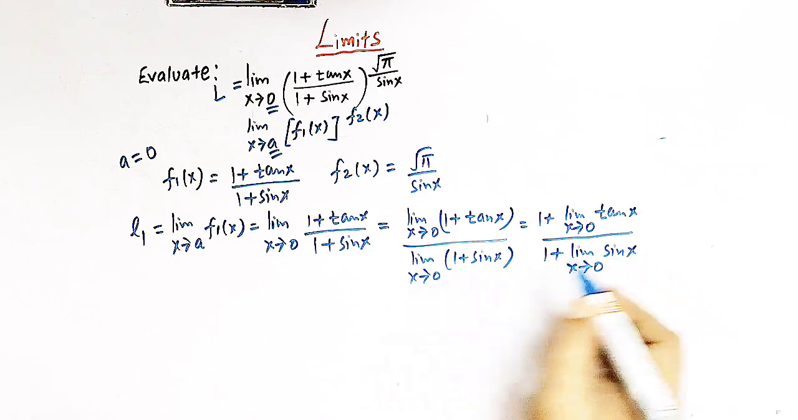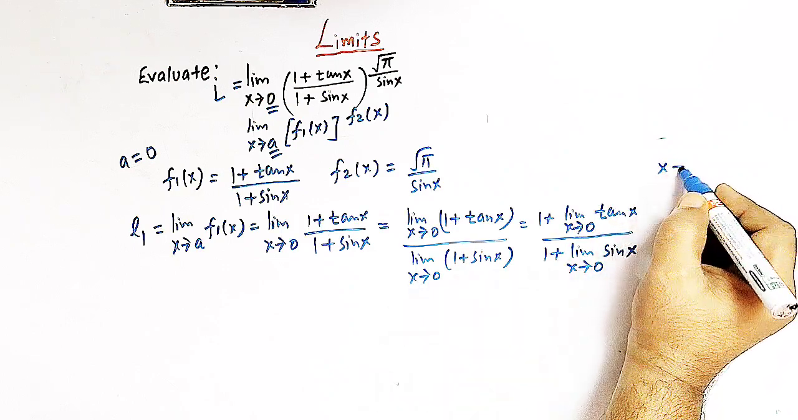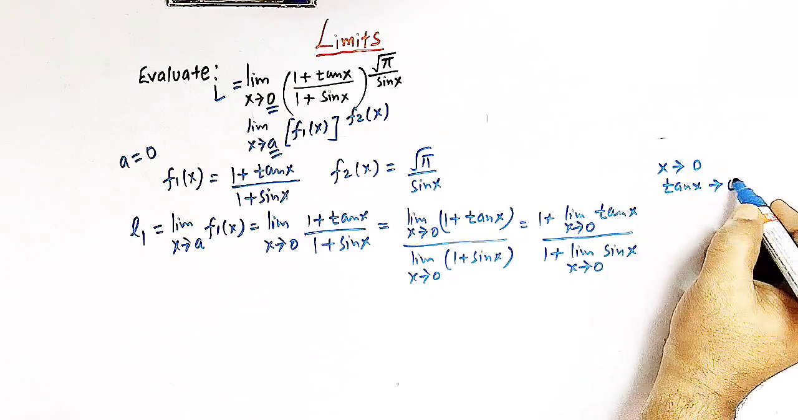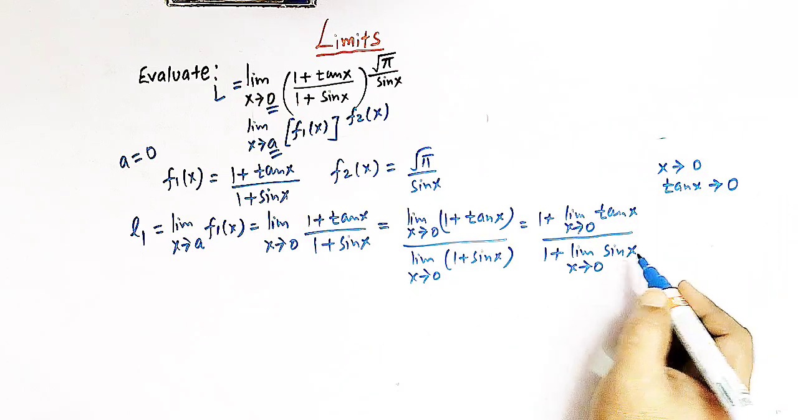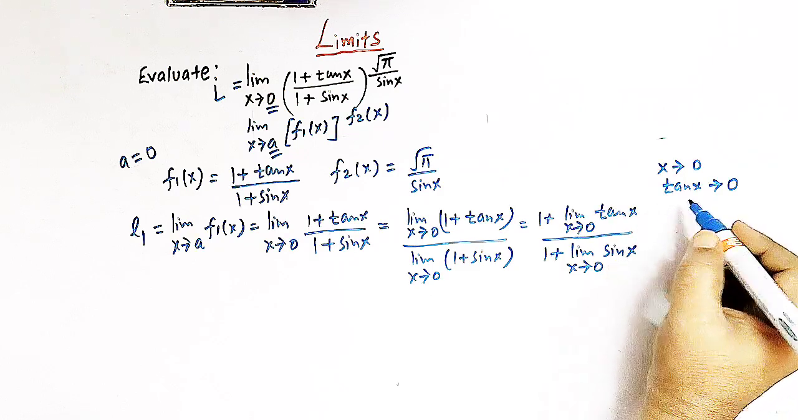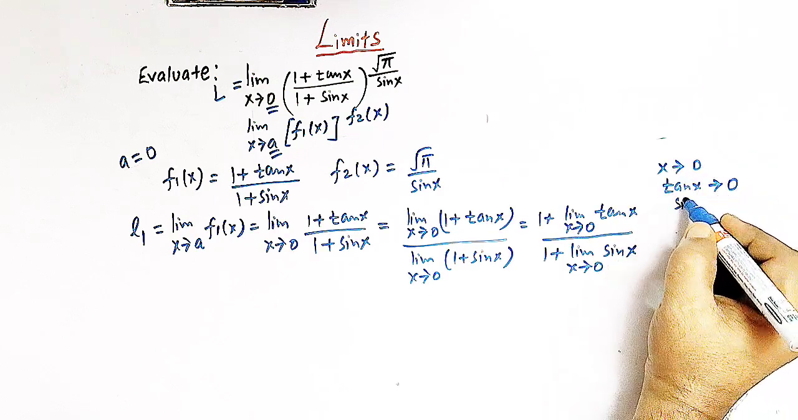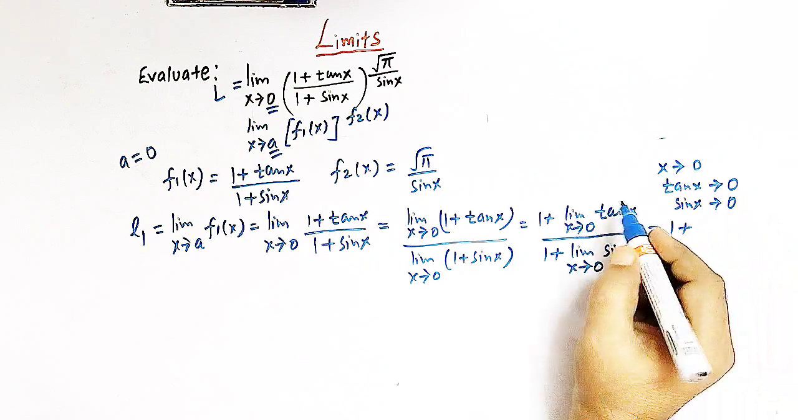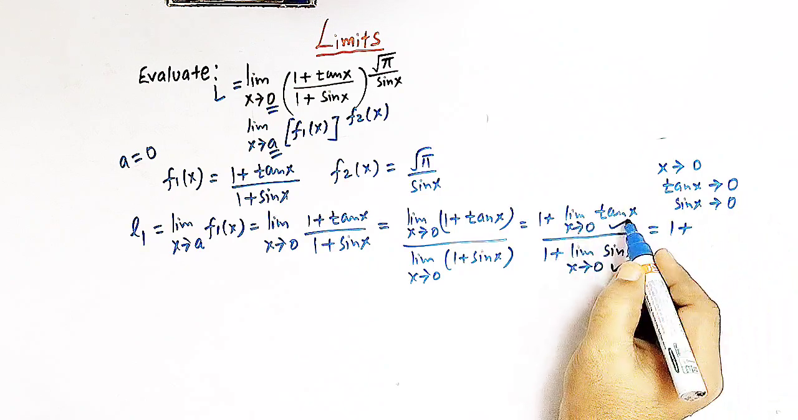Now see, when x tends to 0, then tangent of x also tends to 0, and similar is the case with sin x. When x tends to 0, sin x also tends to 0. So now these two limits are equal to 0.